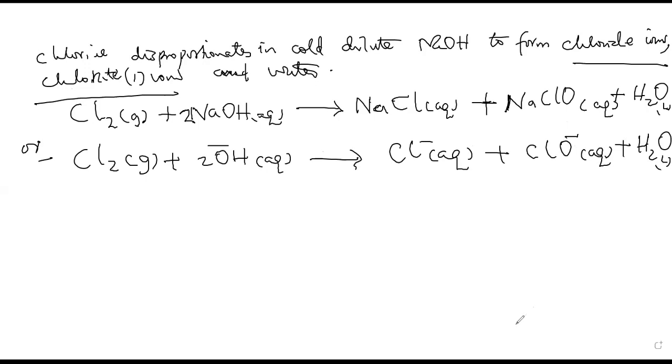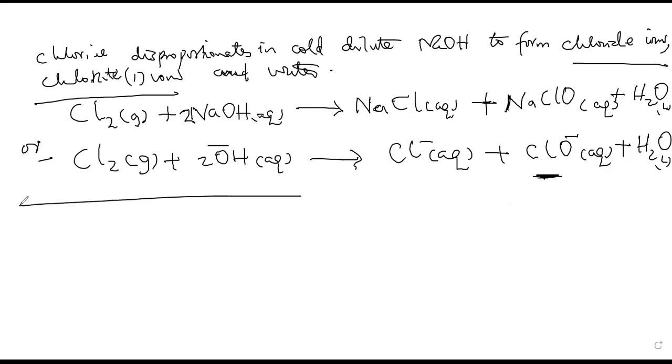Then you need to know that these chlorate 1 ions we have formed can undergo further disproportionation when you heat, and will form chlorate 5 ions and chloride ions, meaning that the yellow solution of the chlorate 1 ion will turn colorless due to the formation of the chlorate. So this is yellow. When it forms a chlorate, it turns colorless.